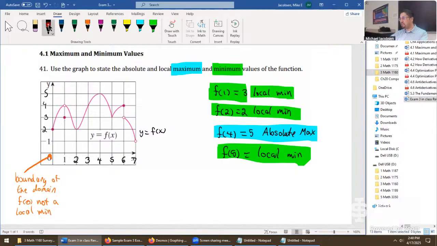And now it looks like another really troubling point right at 6. First, let's evaluate it. F at 6 takes on height 4. And we need to decide right at this value, is that a local minimum or a local maximum we're looking at?